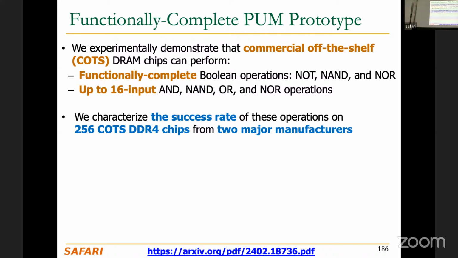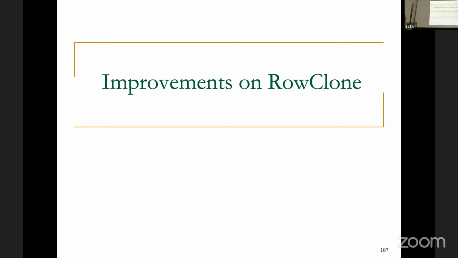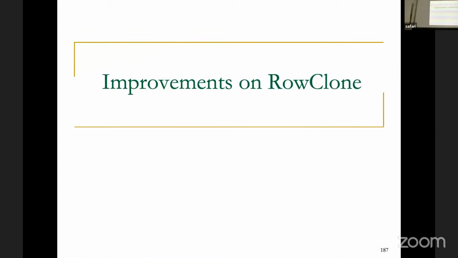We characterize the success rate of these operations using 256 commercial off-the-shelf DRAM chips from 2 main manufacturers, and we observe that we can achieve really high success rates for these Boolean operations in current DRAM chips, and that the data pattern and temperature only slightly affect the reliability of such operations. So this is just to highlight that by operating DRAM in a different way, we can do many more things other than just storing data.